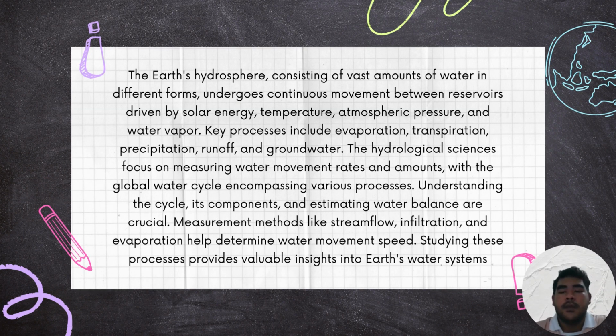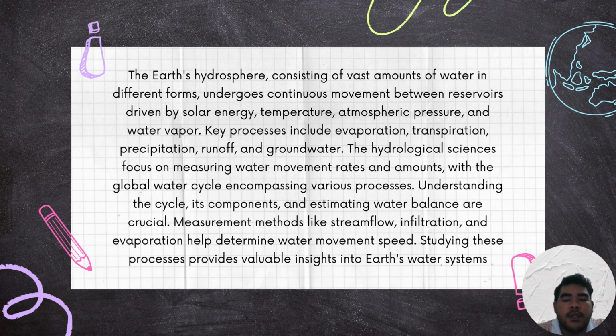In conclusion, the Earth's surface is covered in a vast amount of water, forming the hydrosphere. Water exists in solid, liquid, and vapor forms, and it flows between different reservoirs. This movement is driven by solar energy, temperature, atmospheric pressure, and water vapor. Key processes include evaporation, transpiration, precipitation, runoff, and groundwater. The hydrological science focuses on measuring the rates of water movement and the amount involved in cyclic process.